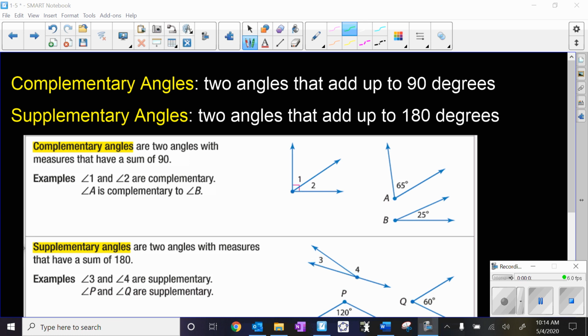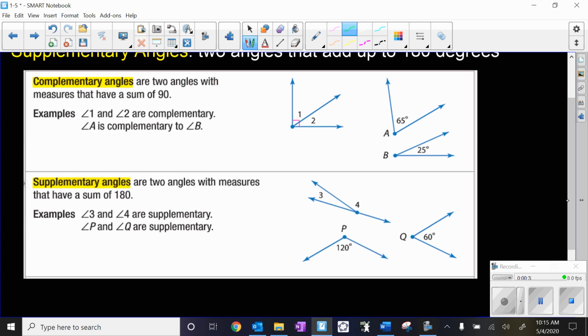Two more important angle relationships are complementary and supplementary angles. Complementary angles are two angles that add up to 90 degrees, and supplementary are going to be two angles that add up to 180 degrees. They have pictures down here, so complementary. Notice how if I take angle 1 plus angle 2, that would add up to 90 degrees. Or if I took angle A and angle B, add them together, that gets me 90 degrees.